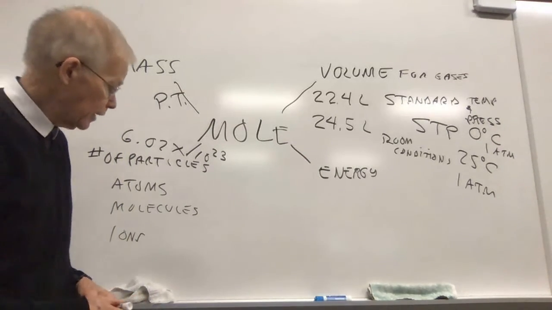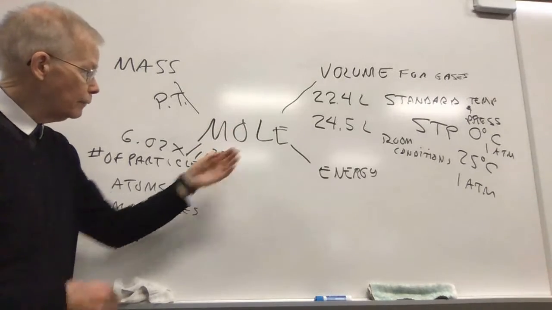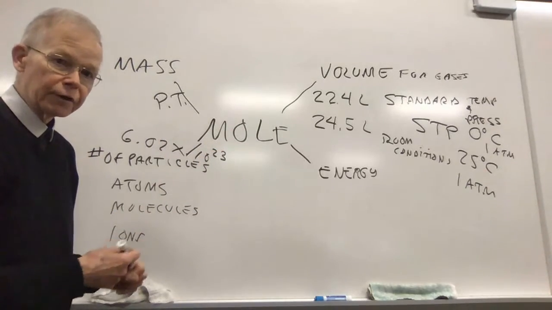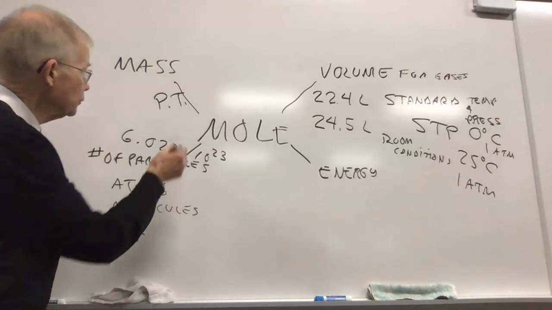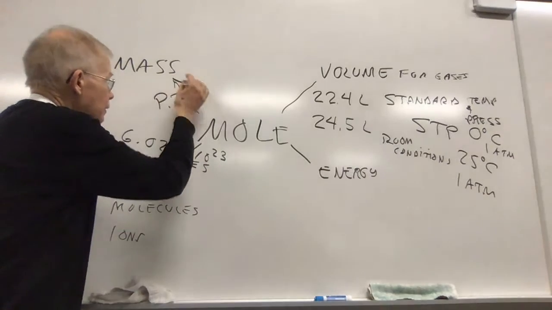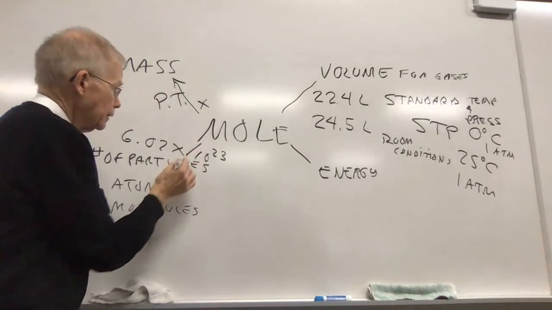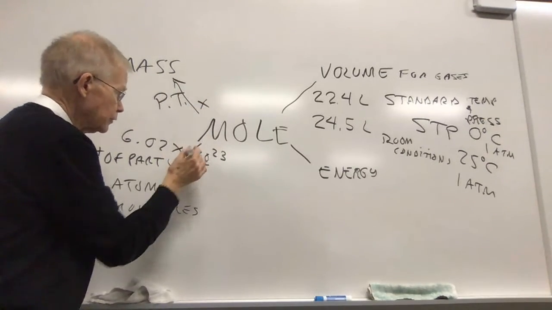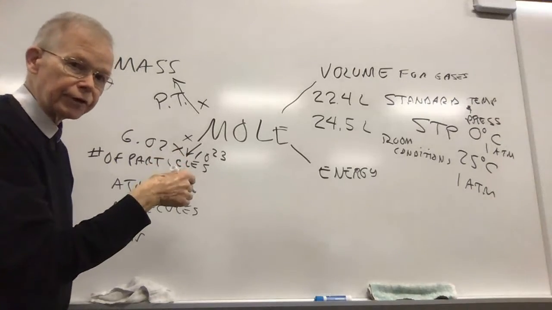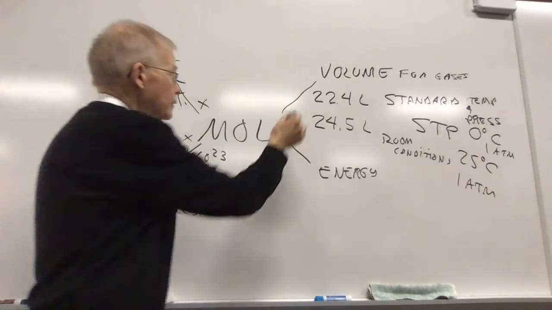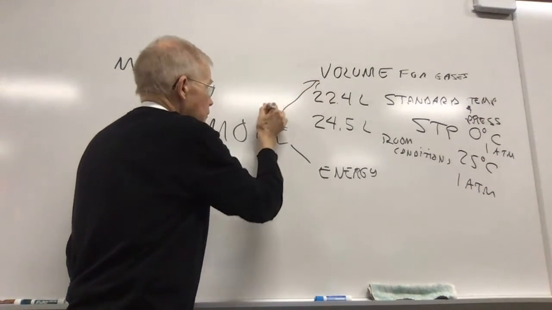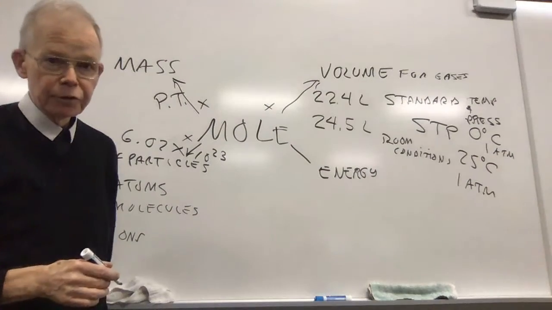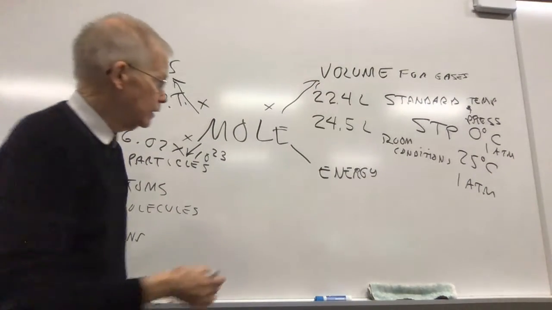Now, in my diagram, if I'm in the middle and I want to go to one of the outer units, as I go out, I will multiply. So every time I go outwards from the center of the diagram, I multiply. So on these little spokes that I'm doing, I'm putting those times signs in.